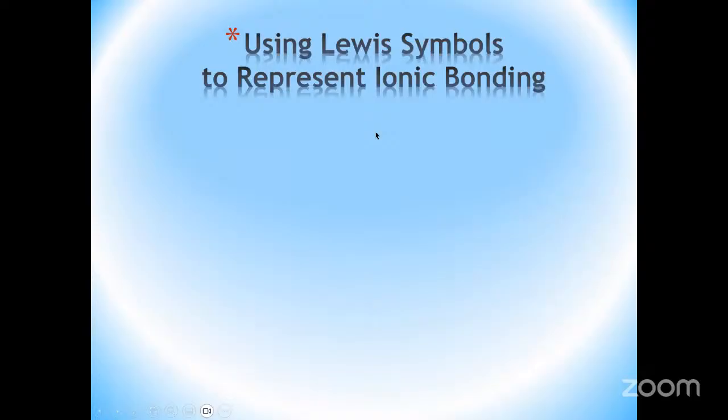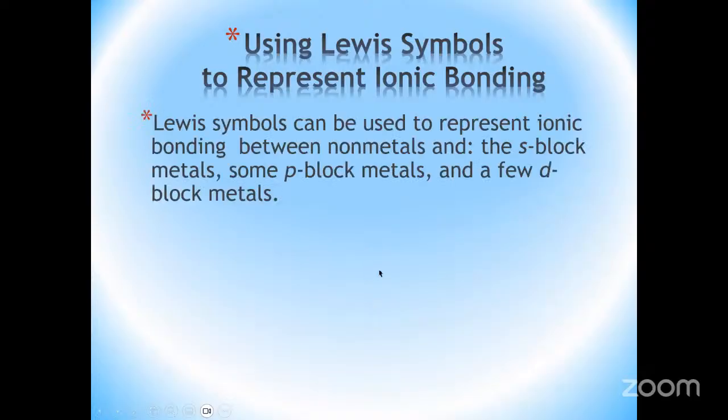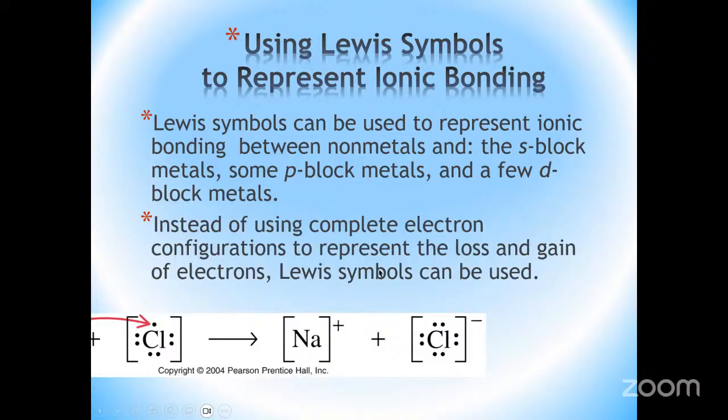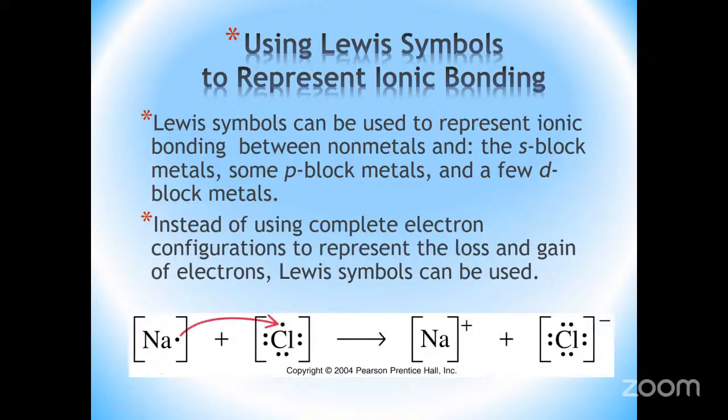Okay, now we can use the Lewis symbols to represent the type of bonding that takes place between a non-metal and a metal. The example that is shown here is the formation of sodium chloride. So this is the sodium atom, this is the chlorine atom, right? The electron here will be transferred from the sodium to the chlorine. So the sodium now ends up with a plus charge and the chloride ends up with a negative charge. And that's basically how we use the Lewis symbols to represent how an ionic compound is formed, in this case, formed from sodium and chlorine.